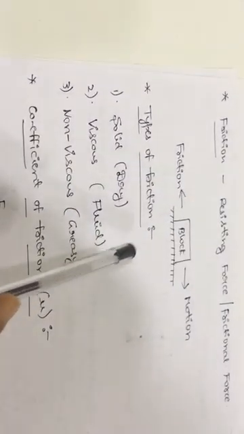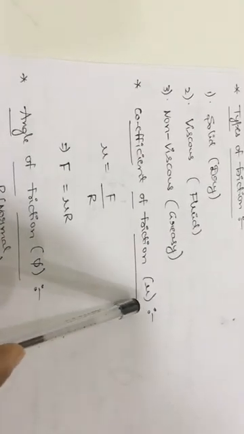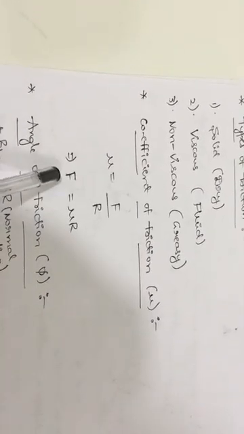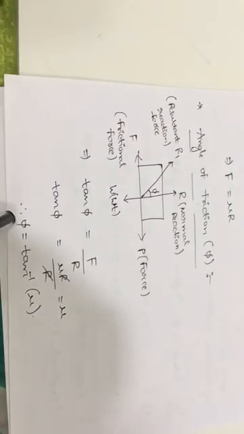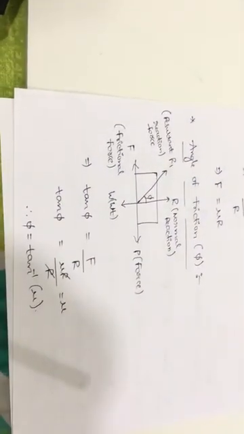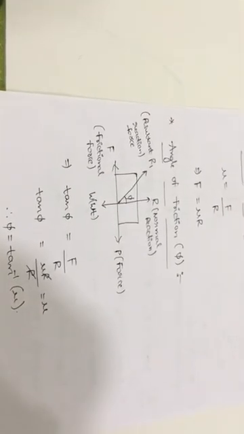Next, in the classification we have three types. Next, from the concept of the coefficient of friction, we are getting the first formula, F is equal to mu R. Next, from the angle of friction, you are getting the second formula, phi is equal to tan inverse of mu. These are the basic things we need to follow to solve the problems of the friction topic.